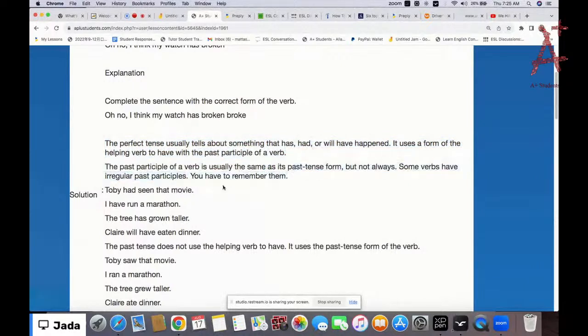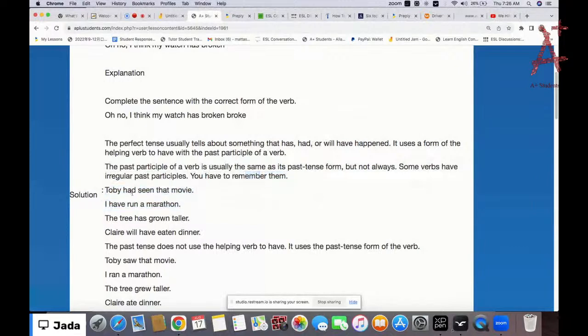Now take note that the past participle of a verb is usually the same as its past tense form, but not always. Most of the time it's the same as the past tense form, but not always. Why is it not always? Because some verbs have irregular past participles. You have to remember them. So the past participle of a verb is usually the same as its past tense form, but not always, because some verbs have irregular past participles.